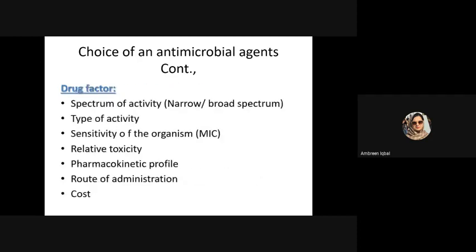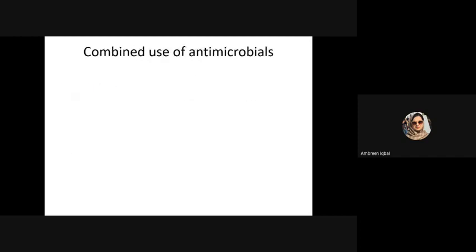Then drug factors. Drug factors include the spectrum of activity, either narrow or broad, whichever you require, the type of activity, sensitivity of the organism, relative toxicity, pharmacokinetic profile, and route of administration. The cost of the drug also affects utilization.